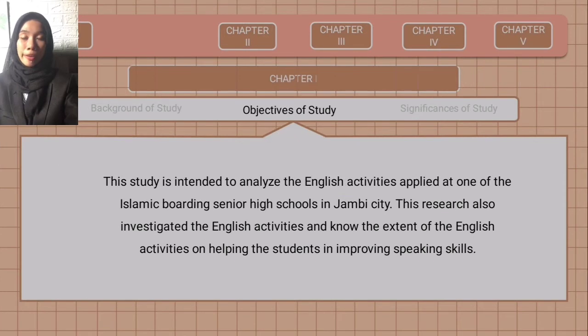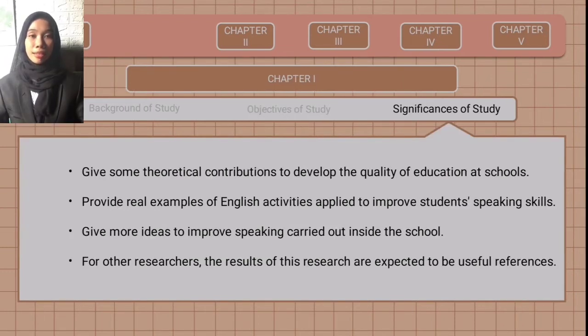Therefore, I propose conducting a study of English activities to improve student speaking skill at an Islamic boarding senior high school. Based on the background, the study is intended to analyze the English activities applied at one of the Islamic boarding senior high schools in Jambi City. This research also investigates the extent to which the English activities help the students in improving speaking skill.